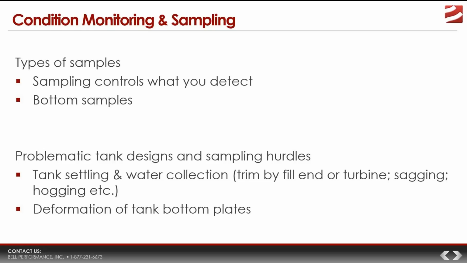So the regulations dictate underground storage tanks should be trim by the fill end. However, once they put that tank in and they put fuel in it, that tank weighs a lot. And the tank is going to start settling into the backfill material that's on the outside. And when it settles, it's most common for it to settle with a little bit of trim on the turbine end.